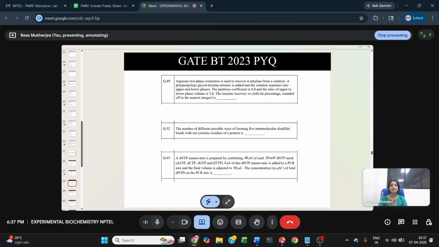So the first question is, aqueous two-phase extraction is used to recover alpha amylase enzyme from solution. A polypropylene glycol dextran mixture is added to the solution and it separates into upper and lower phases, right? So the partition coefficient is 4 and the ratio of upper to lower phase volume is 5. The enzyme recovery or yield in percentage, rounded off to the nearest integer, is. So we will look at how to solve this, okay?